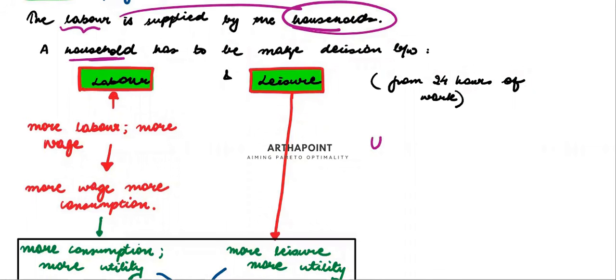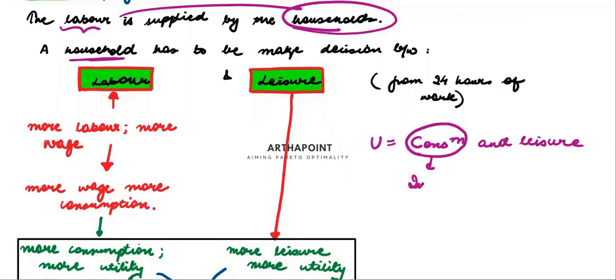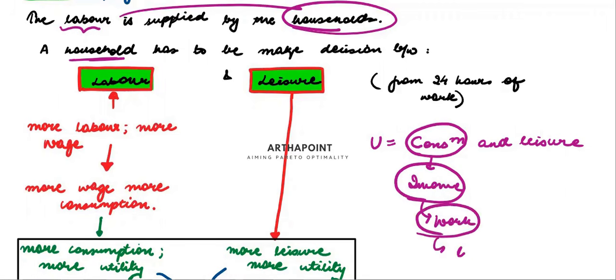So the household gets utility from consumption and it gets utility from leisure, right? You want to enjoy and eat. These are the only two things you want to do in life. Now, but for consumption, you need income, isn't it? And income comes from work. And work means labor.